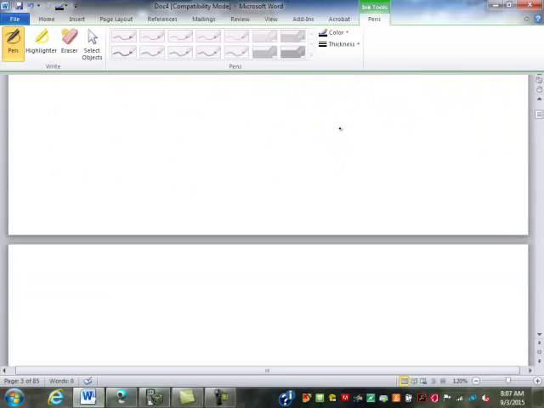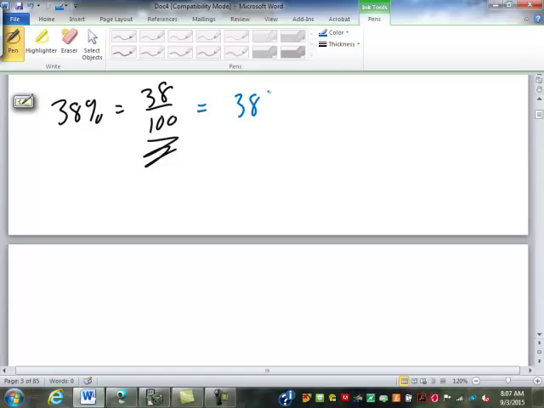Next, we're going to convert percents into decimals. We said 38% was 38 out of 100. And when we write it like this, converting into a decimal is pretty simple, because to change a fraction into a decimal, we just divide. When we divide by 100, all it does is move the decimal point over 2 spots. So 38% becomes 0.38.